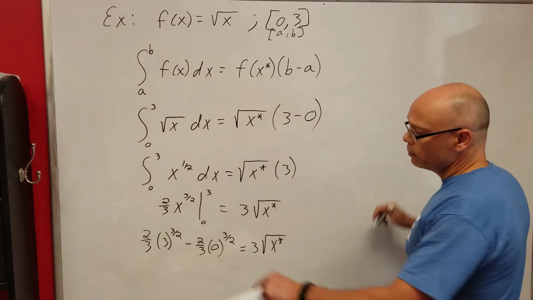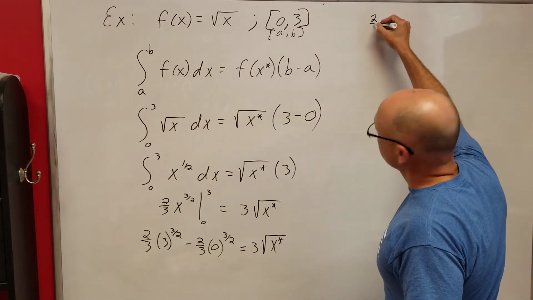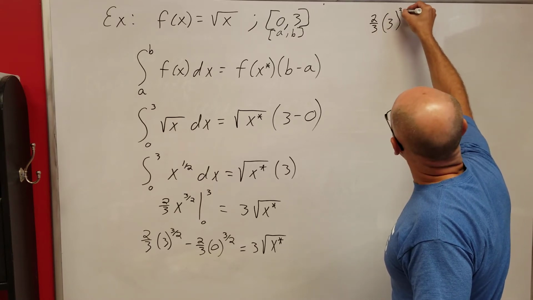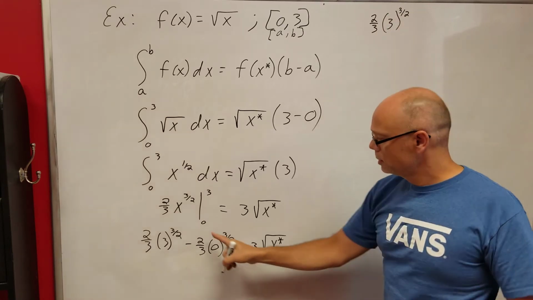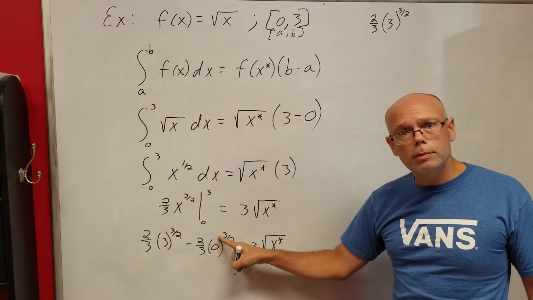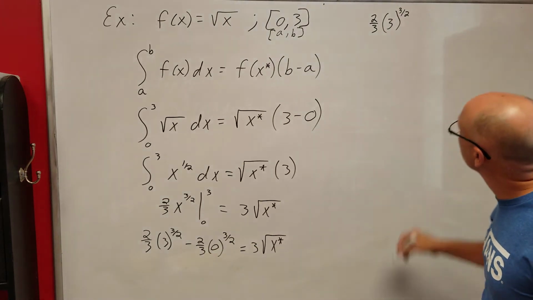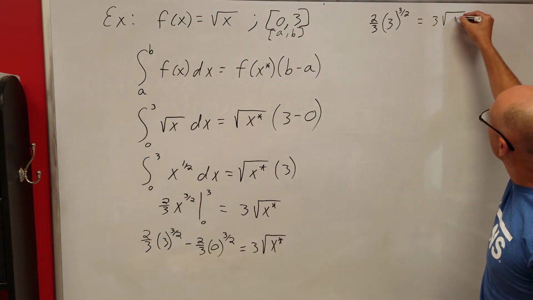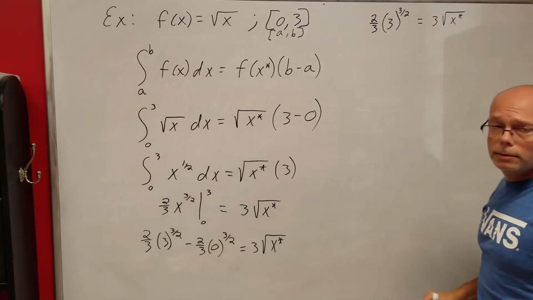So what do we have here? We have 2/3 times 3 to the 3/2. This part just zeroes out, right? Because 0 to the 3/2 is 0, times that is 0. It is equal to 3 square roots of x star, right?